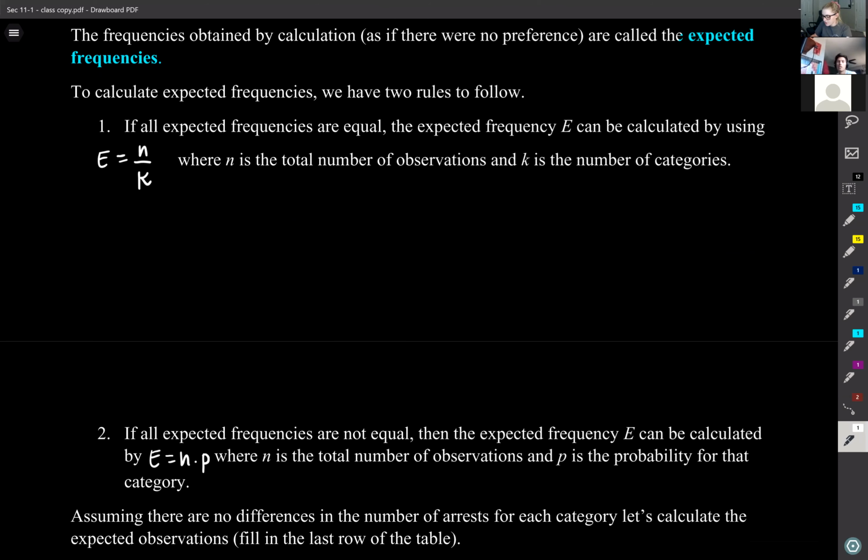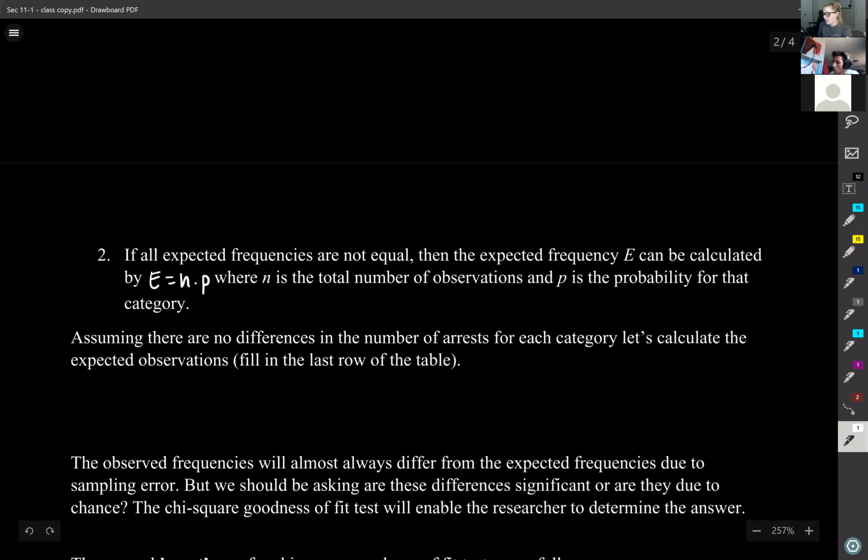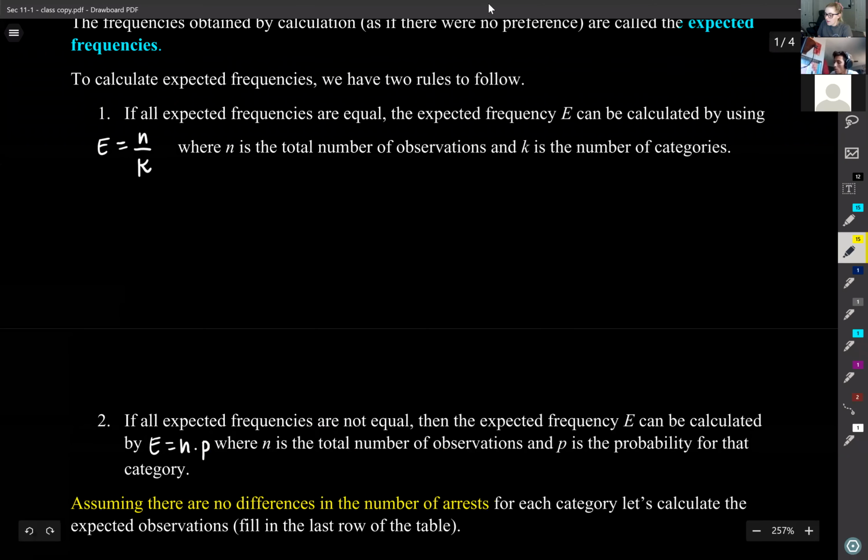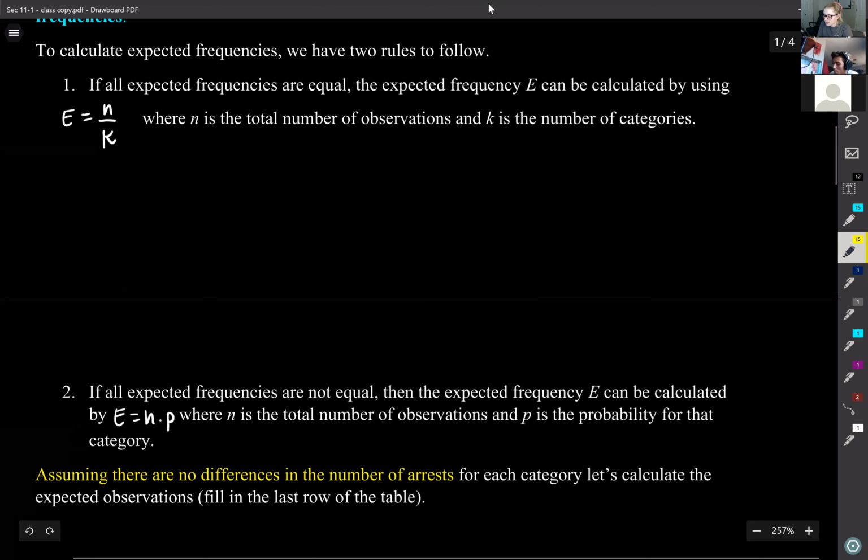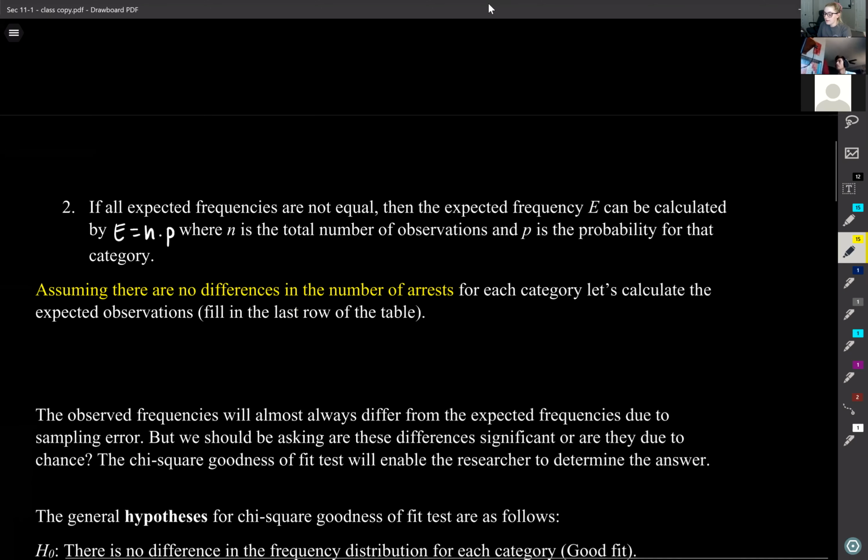So then it says, assuming there are no differences in the number of arrests for each category, let's do the expected observations. So let's actually calculate them out. Key wording in this sentence: it says, assuming there are no differences in the number of arrests. So that means we are going to use method 1 here, which means all expected frequencies are equal, because we're assuming there's no difference in the numbers for each. So it wants us to calculate the expected observations for each.